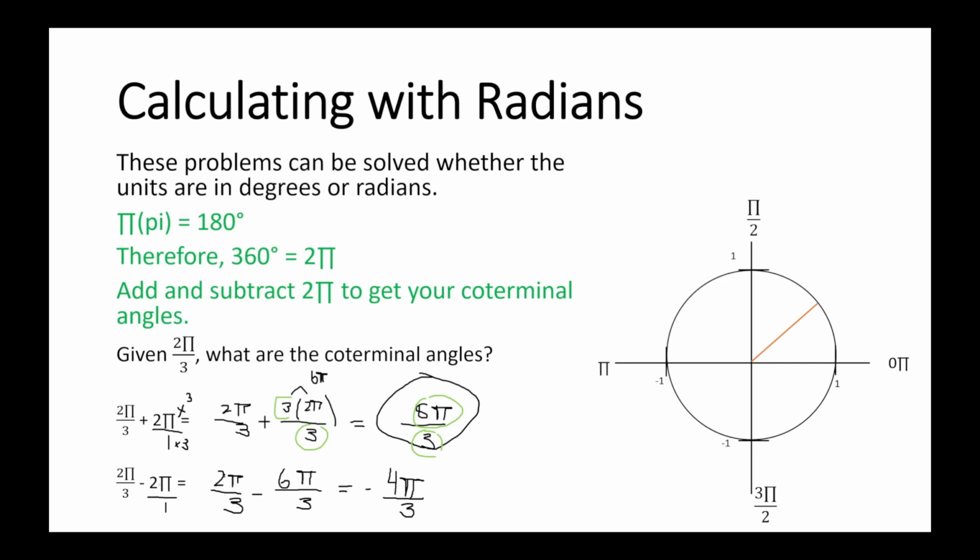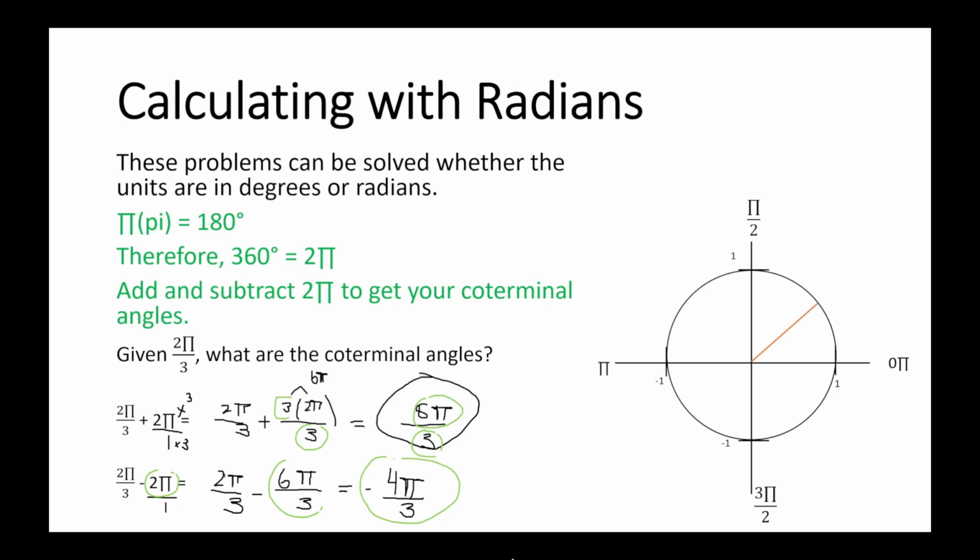And then same for subtracting, similar rules. I take my 2 pi and I subtract. I had to put it over 1 to subtract. I make sure that my denominators are the same. We already found out before that when I multiply by 3 on the top and bottom, I get 6 pi over 3. When I subtract, I'm going to get something negative. It'll be negative 4 pi over 3. Here are my two coterminal angles for this problem.